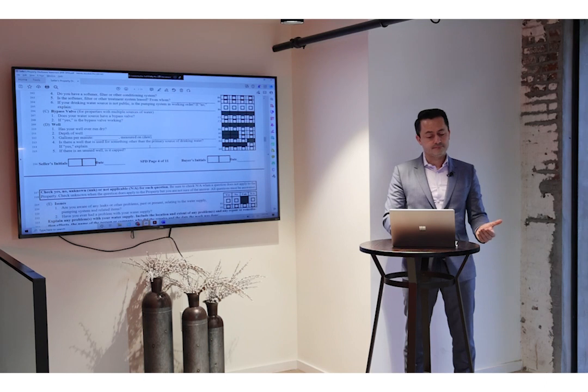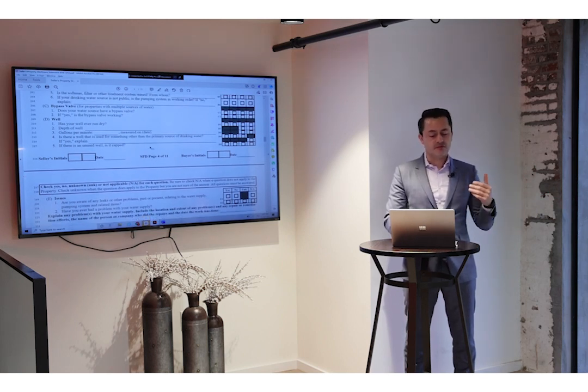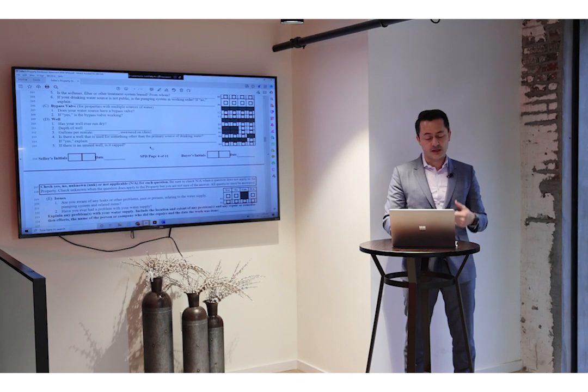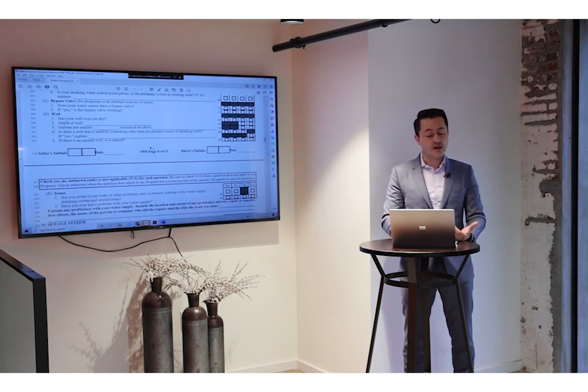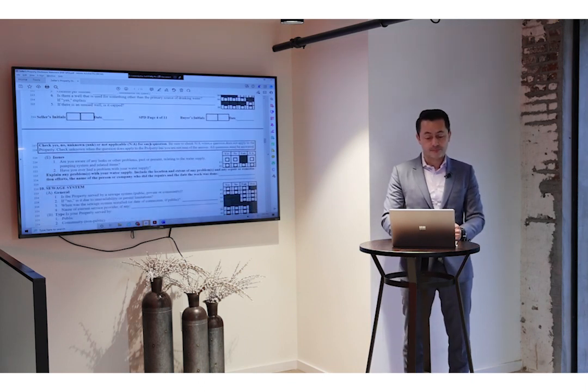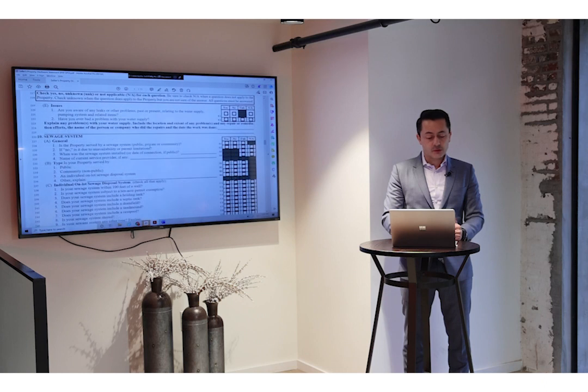Bypass valve, this most of the time does not apply. It's just a valve that they put in to stop the water if something happens. But if you have questions about it, you can ask the listing agent or a plumber or a home inspector. Well, has your well ever run dry? This only applies to well water, okay? And then, sewage system.